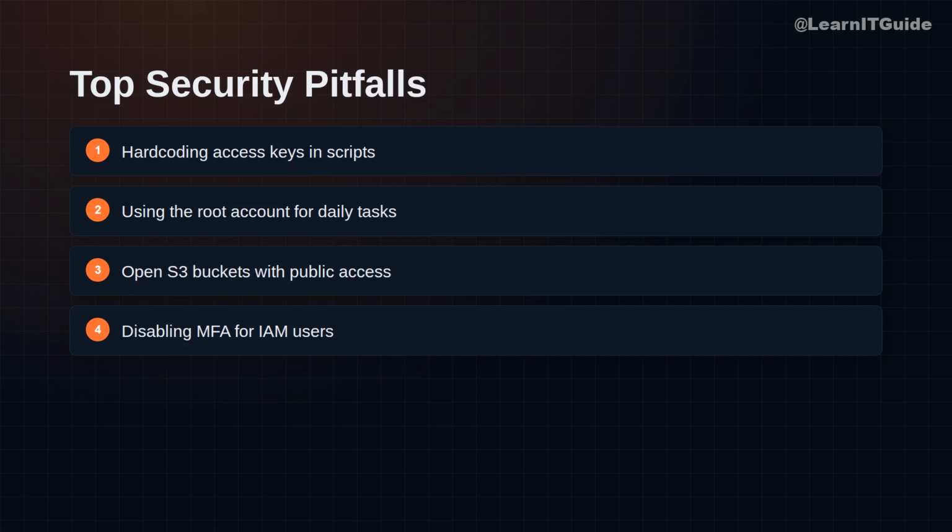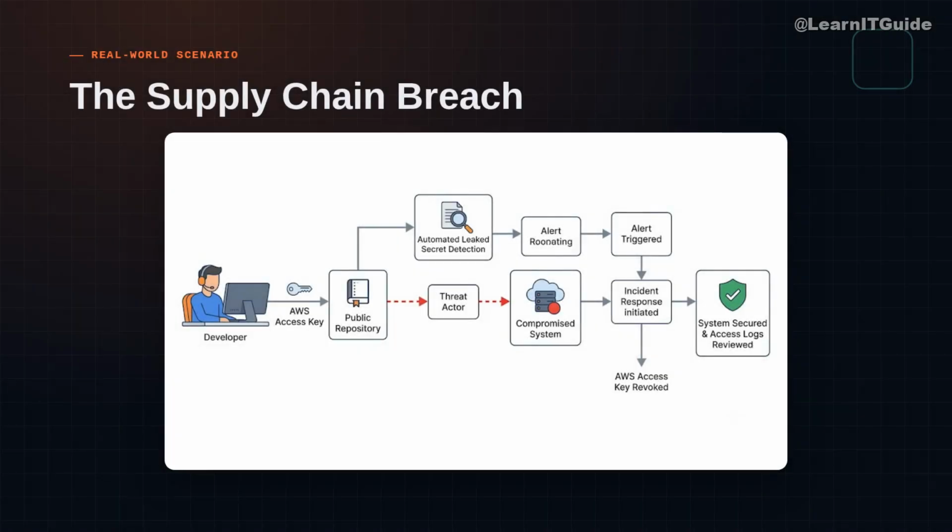Third, leaving S3 buckets public is the leading cause of AWS data breaches. Always enable block public access. Finally, if you do not have multi-factor authentication or MFA enabled on your accounts, you are essentially asking for trouble. Enable MFA today.